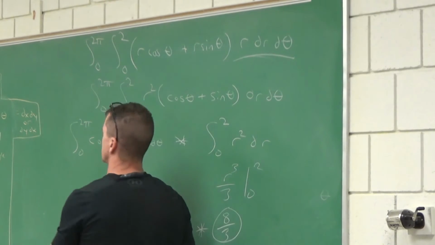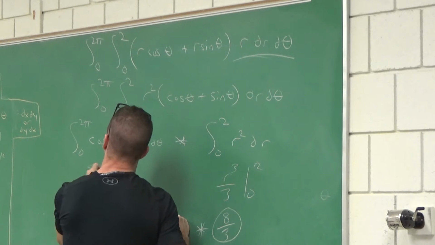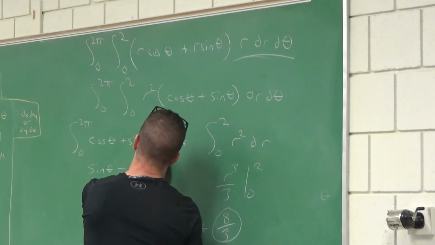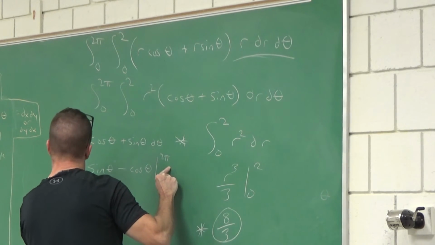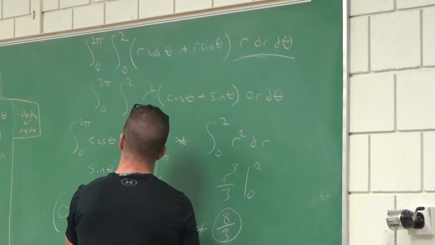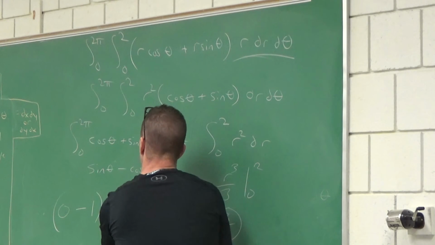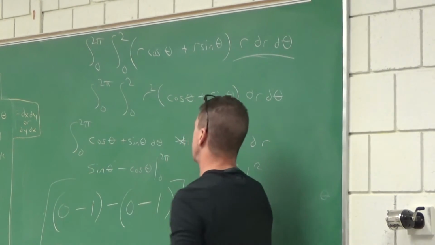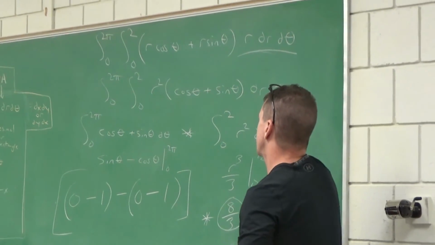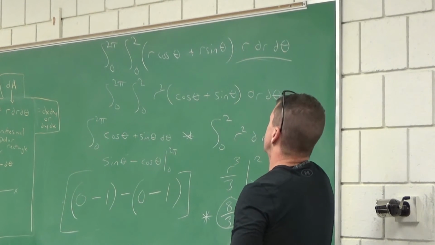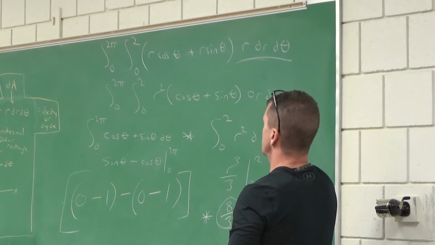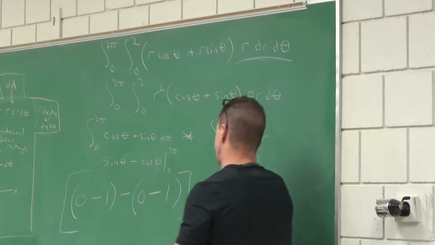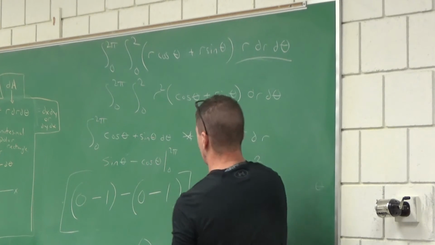What's the integral of cos? Sine. What's the integral of sine? You have to go from 0 to 2 pi. So I get 0 minus 1 minus 0 minus 1. Now take this entire number right here and multiply to that. What do you get? What's 0 minus 1 minus 0 minus 1? Uh-oh. And we're like, did we make an error? Well, we did make an error.